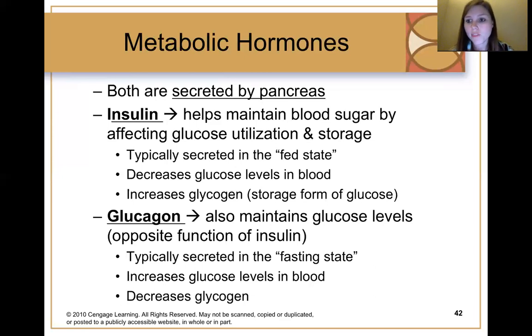And glucagon would then signal the breakdown of that storage form of glucose, the glycogen, and that would result in increased glucose levels in your blood. So those are just the two main metabolic hormones that maintain those levels. And there are a lot of hormones that work in opposition to each other because everything is about maintaining a proper balance.